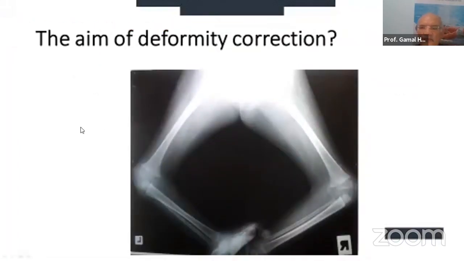What's the aim of the deformity correction? Again, look at the books and the literature. The aim of the deformity correction is to correct the mechanical axis. This is not true in my mind. It's more, we have to look at the depth of this subject.